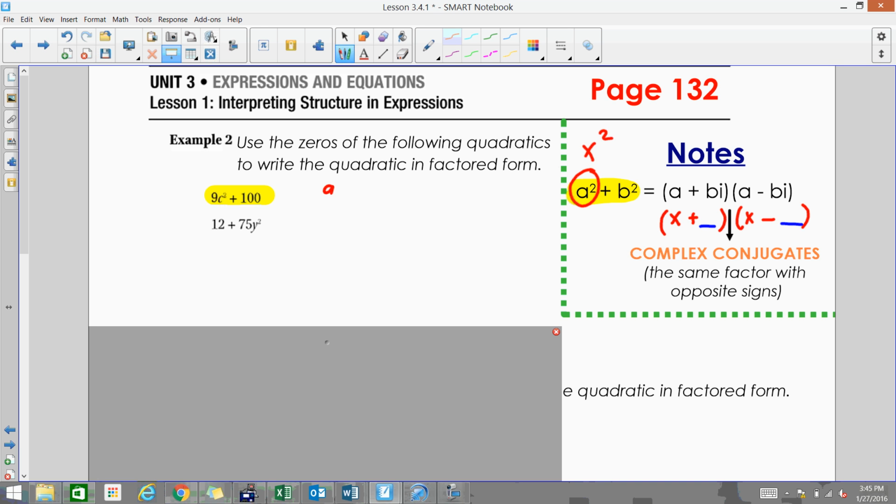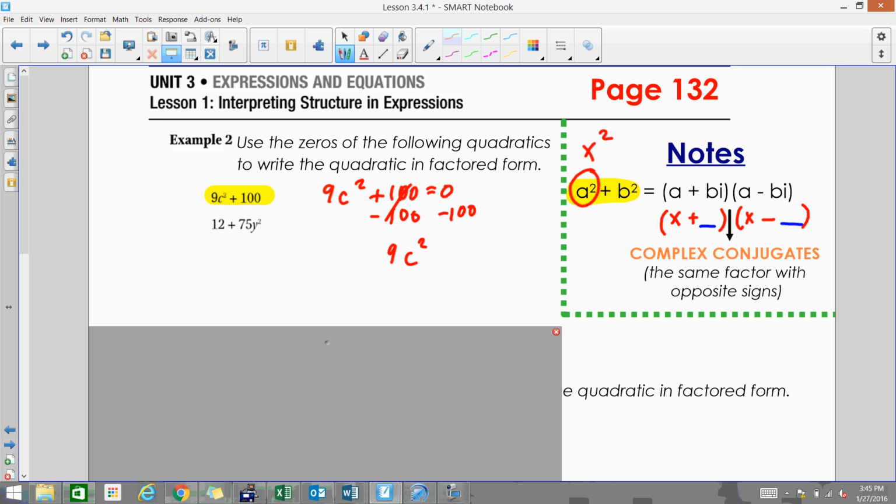And how we do that is we go 9c squared plus 100. And to find your zeros, your x-intercepts, when written like this, we set it equal to 0. You set this value equal to 0. You set the y equal to 0. So now we're going to solve for c, or our x, or our variable in this problem. So we're going to solve for this, which is going to give us our x-intercept, but we have to continue to solve.